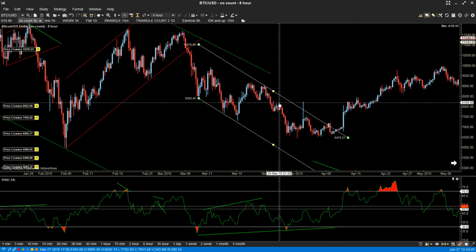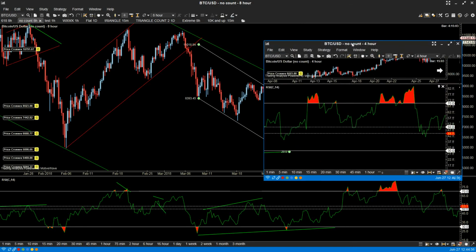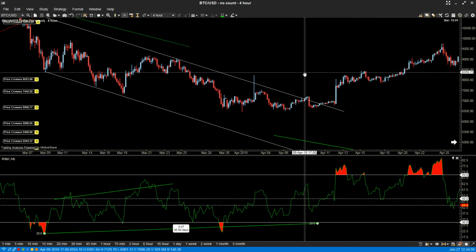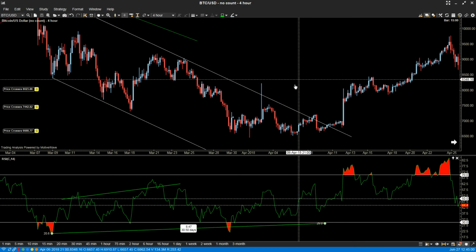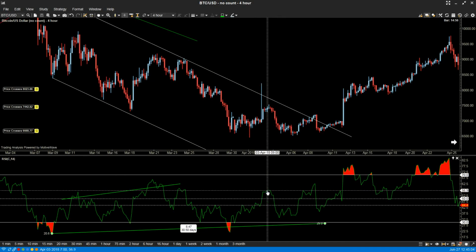What happened at this candle? Something very strange. You got RSI acting stupid. Another divergence. Actually, it's not a divergence. This is going up. This is going up. Let's check the 4 hours. Yep, you have it in the 4 hours.